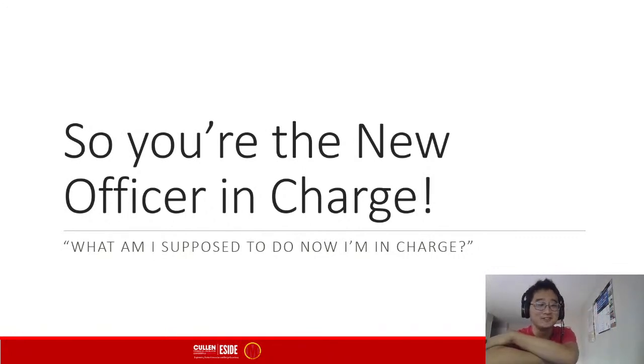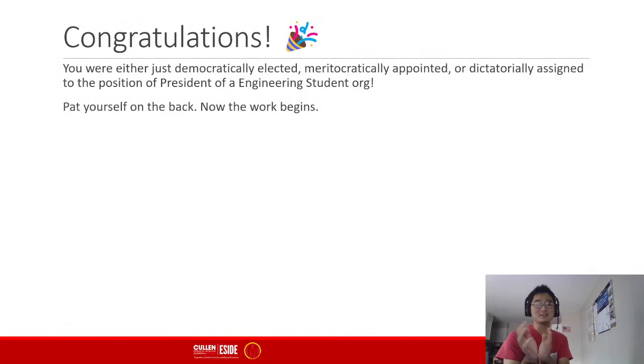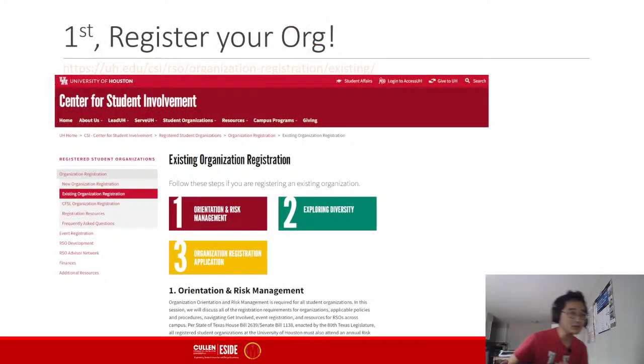So you're the new officer in charge of a student organization. What am I supposed to do now that I'm in charge? Well, first, congratulations to yourself. You are either just democratically elected, meritocratically appointed, or dictatorially assigned the position of president of a student organization in engineering. Congratulations. Pat yourself on the back. Now the work begins. The first thing you need to do is re-register your student organization.